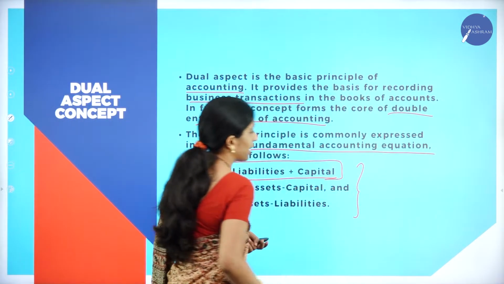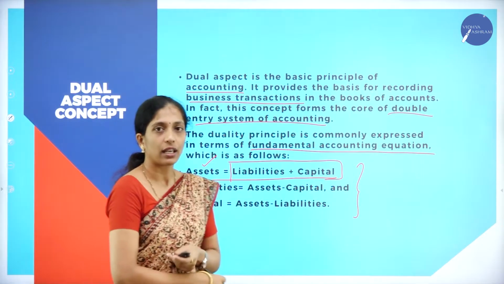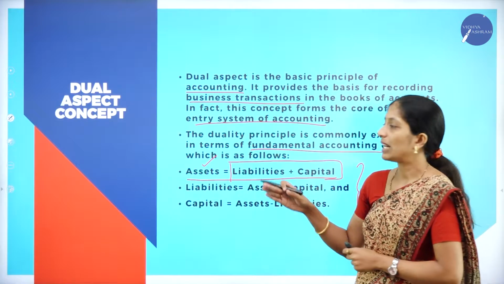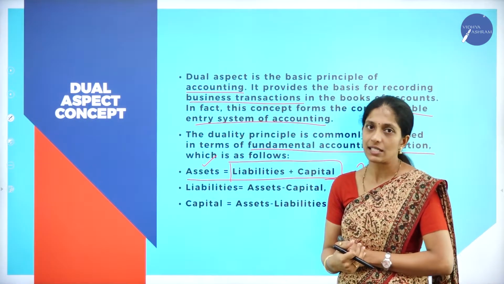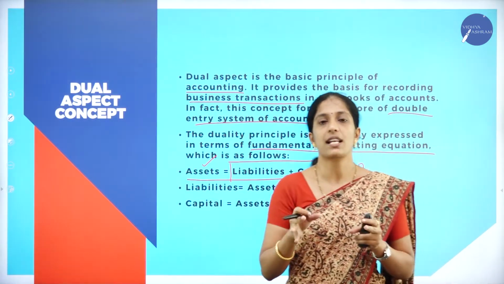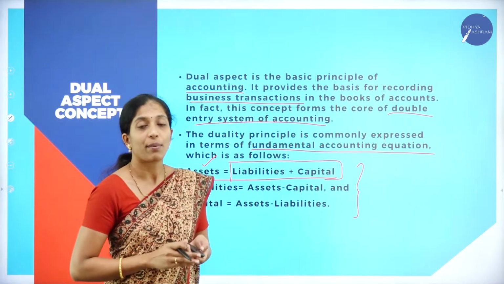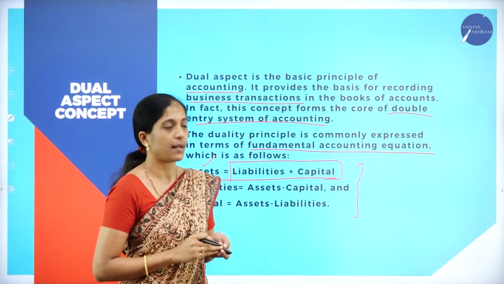They might ask a question, what is the accounting equation? It is nothing but assets is equal to liability plus capital. So the total of liability and capital should be equal to the total of assets. So this is about the dual aspect concept.